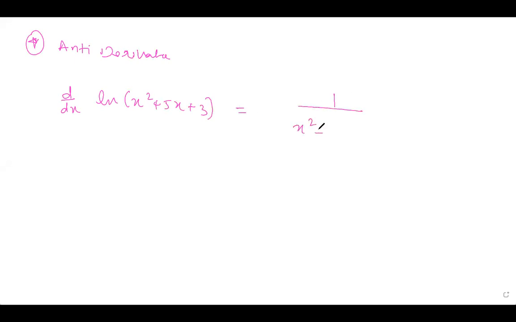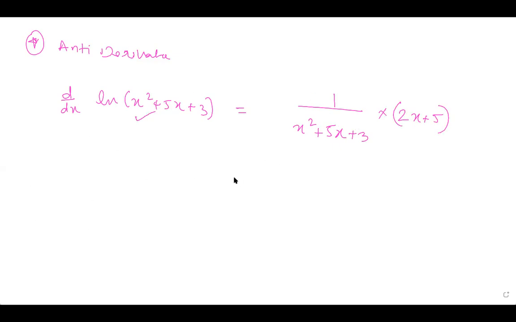So integration is basically just the opposite of the derivative. Okay, so that's why it is sometimes also referred to as antiderivative. Now suppose you have the derivative of ln(x squared plus 5x plus 3). The derivative of ln(x squared plus 5x plus 3) is 1 upon (x squared plus 5x plus 3) into (2x plus 5). So that's the derivative of ln.